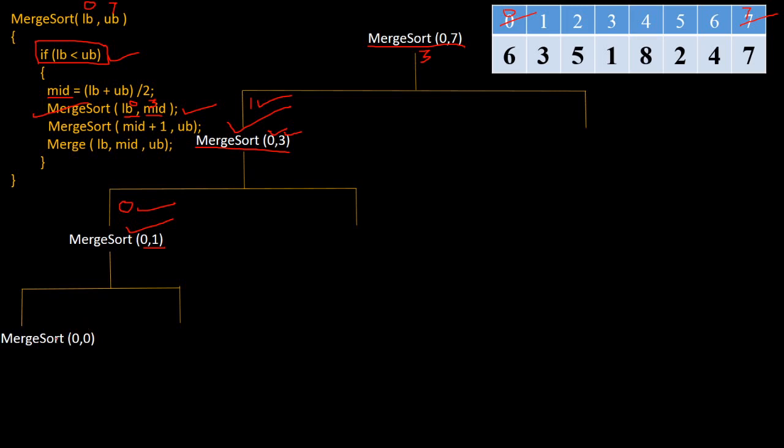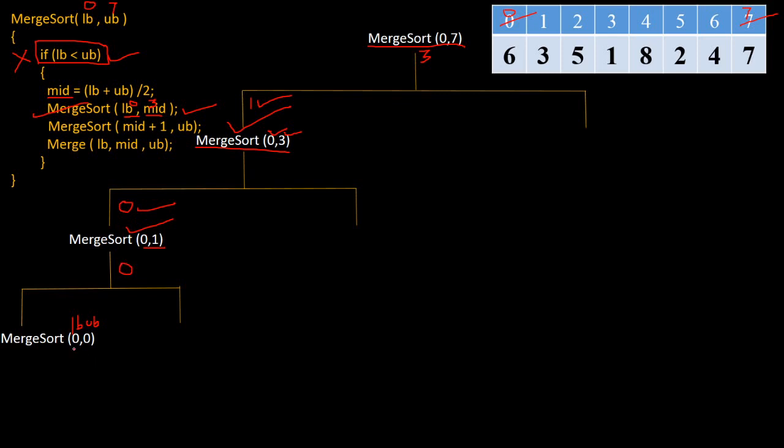Again here the if condition is checked, LB less than UB. LB here is 0, and UB is also 0. If LB and UB both have the same value, at that time this if fails. If this if fails, then this function returns, it is not going to execute. After this function returns, the mid value here is 0, so I am writing 0.